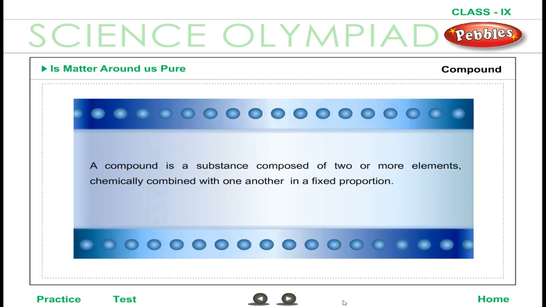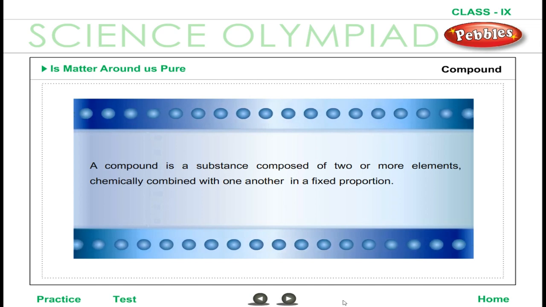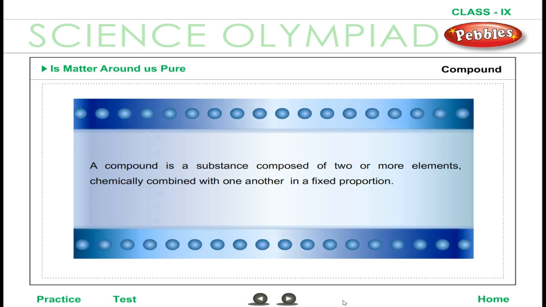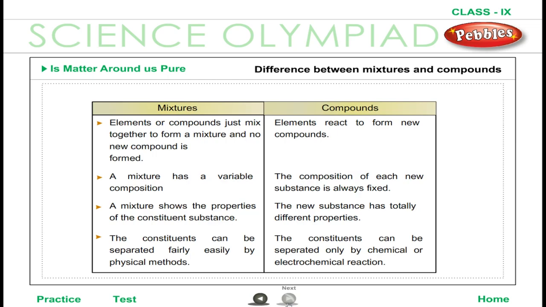Compounds. A compound is a substance composed of 2 or more elements chemically combined with one another in a fixed proportion. Difference between mixtures and compounds. Mixtures. Elements or compounds just mix together to form a mixture and no new compound is formed. Compounds. Elements react to form new compounds.